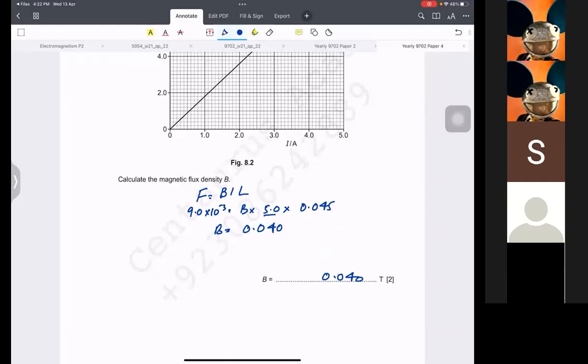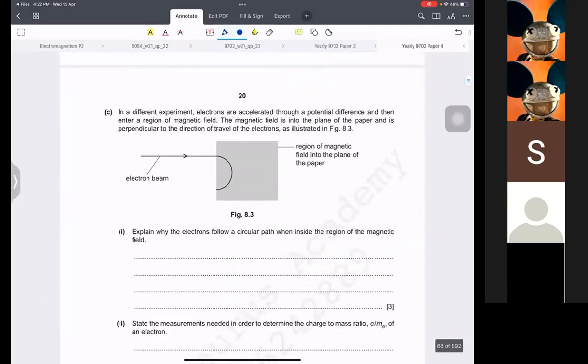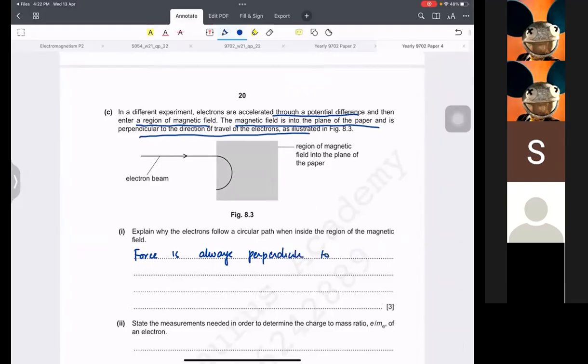सही है. Okay, then in a different experiment, electron accelerated through this inter-region magnetic field. The magnetic field into the plane of paper and the perpendicular direction. Okay. Explain why the electrons flow in a circular path when inside the region of magnetic field. Because force is always perpendicular to direction of electron's motion, or you can write velocity.